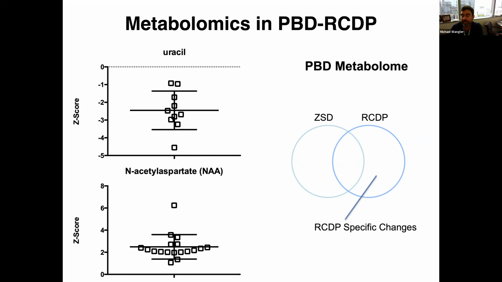On the other hand, we can see that there are specific compounds that are only altered in the RCDP group versus the ZSD group. The specific compounds may or may not be of significant importance, but in a lot of metabolomic studies, we're looking for patterns that would help us distinguish one group of patients from another group of patients. This shows that there are changes that appear specific for one peroxisomal disorder, not seen in another disorder.